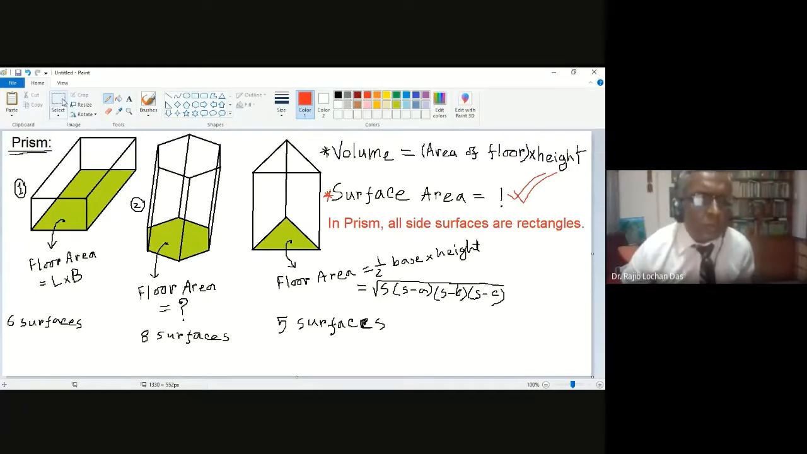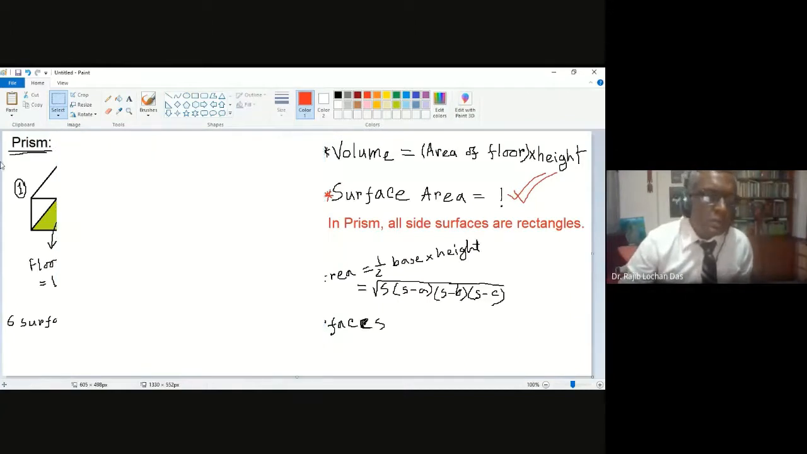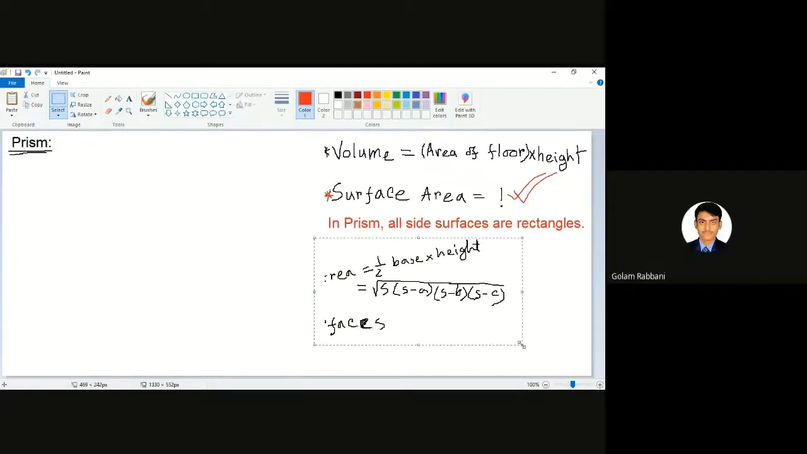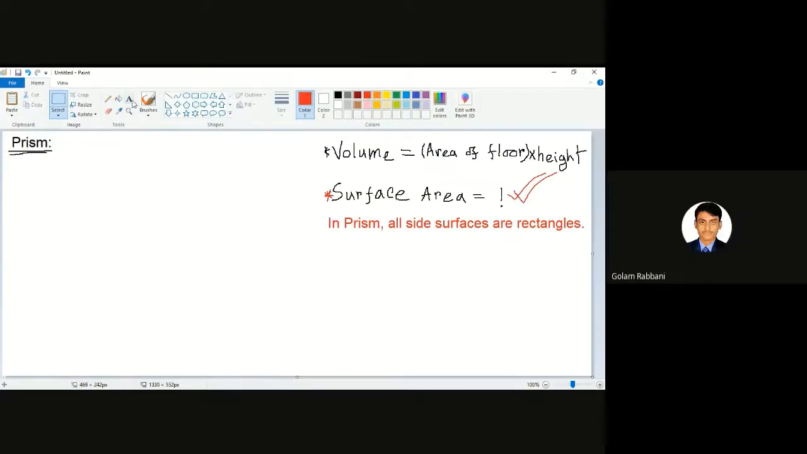Let me now do a calculation of a prism problem. Any question, or do you already understand what I said? Yes, sir. We understand.